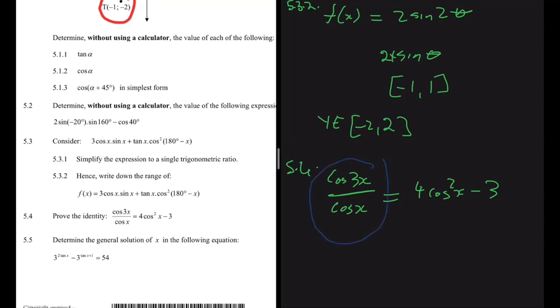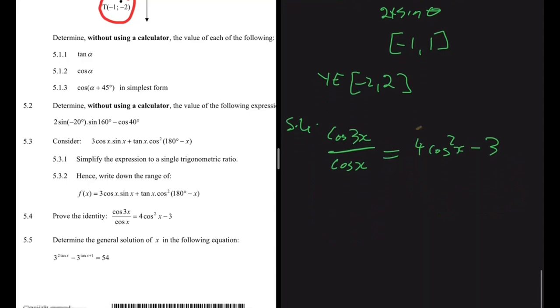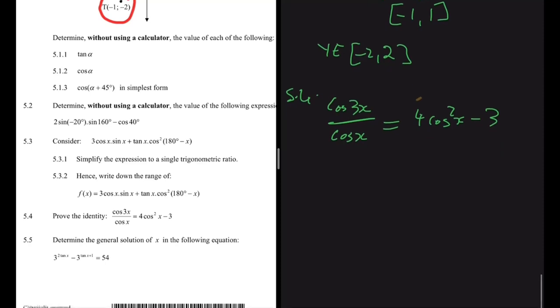The left hand side is more complicated, right? We have a division there. It will be very difficult to produce a derivation from this expression, right? So let's take the left hand side and try to make it look exactly the same as the right hand side. So what is our left hand side? We have our left hand side being equal to cos of 3x divided by cos x.